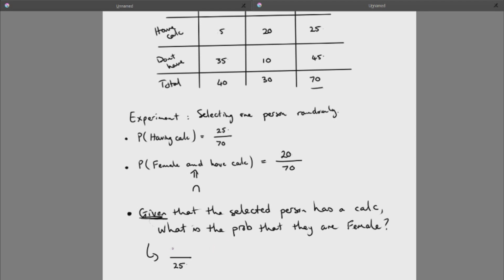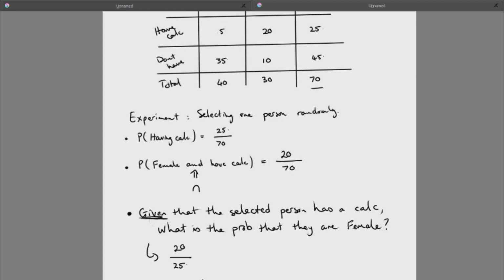20 of those people. I never have to look at the not-having-calculator people, because the person that made the selection came out and said, I selected a calculator person. That reduces the total options. There's no restriction after the given information is used. I'm only looking at the 25 people that could possibly have been selected. Out of those, only 20 are female.